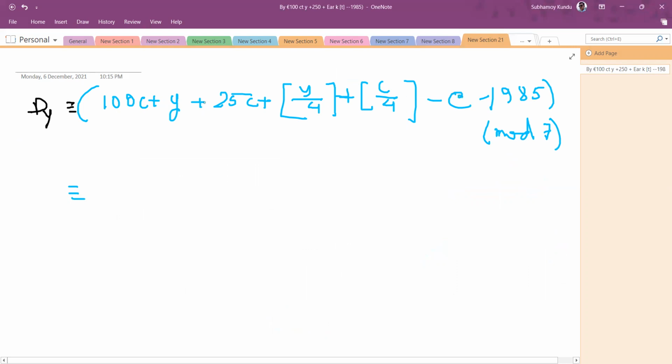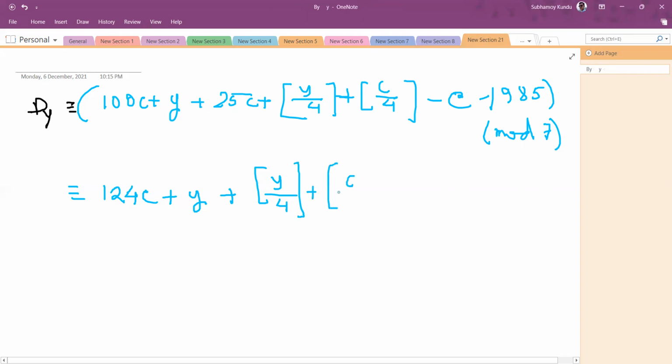Just a little calculation. Suppose, this is 125c minus c, 124c, plus y, plus y by 4, plus c by 4, minus 1985, is mod 7, right?